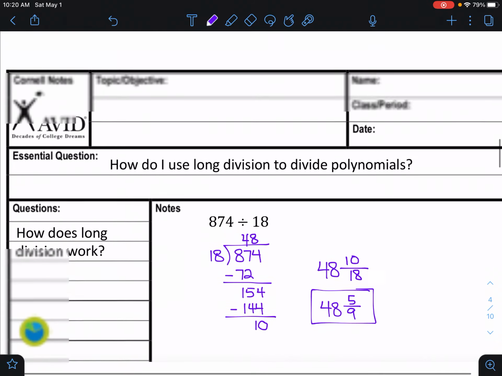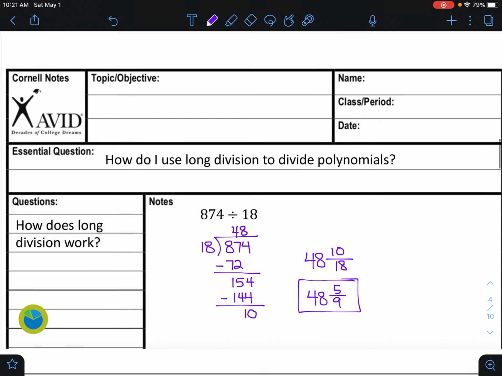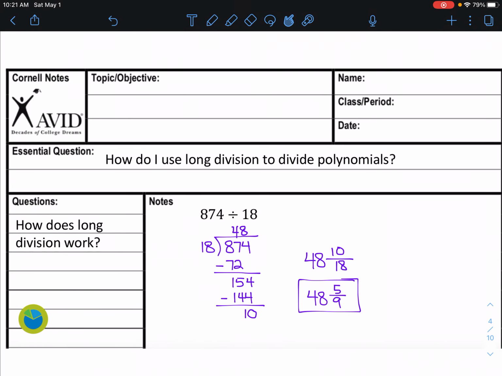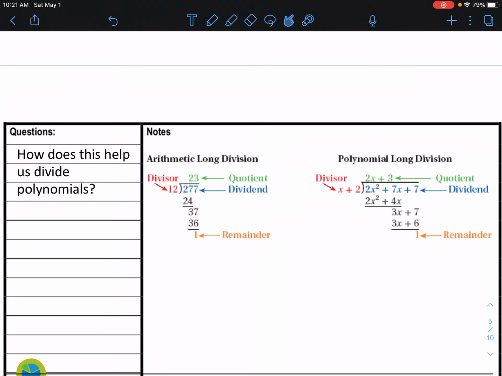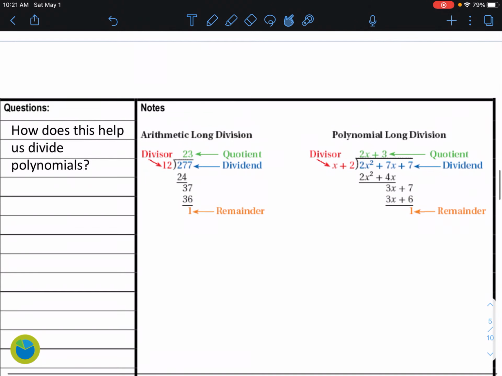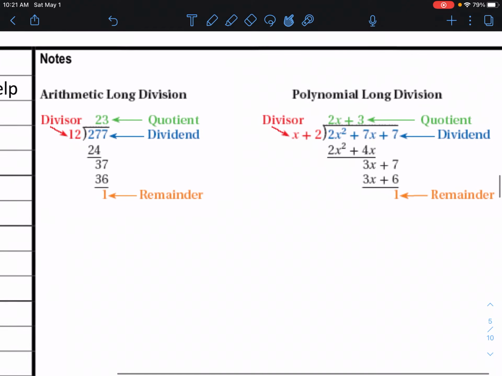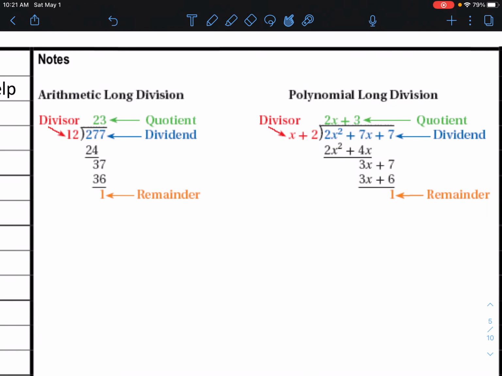Now, the reason we're going through this is because the same kind of steps come into play when we are using long division of polynomials. So let's take a look at how this works. On the left is 277 divided by 12. Notice when you do this, you get 23 as your quotient. You have a remainder of 1.